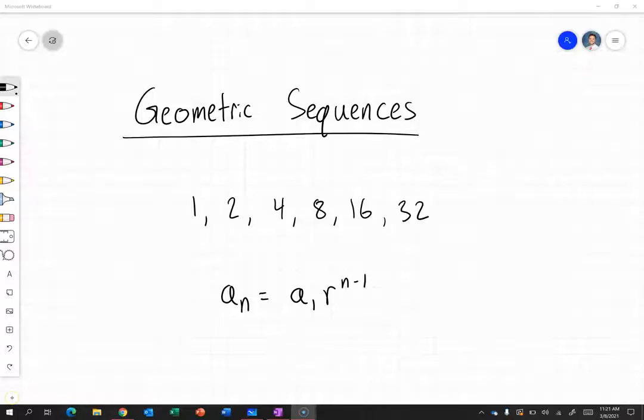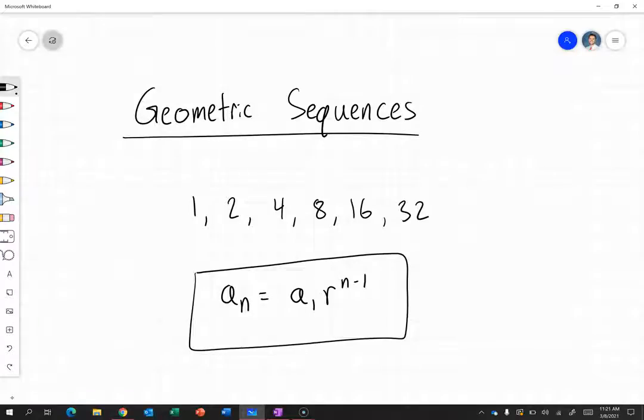I wanted to briefly revisit geometric sequences. Okay, so I noticed maybe some confusion or trouble with this formula, right? When we want to write an equation for the nth term of a geometric sequence, remember, it's simply our first term times our common ratio to the power of n minus 1.